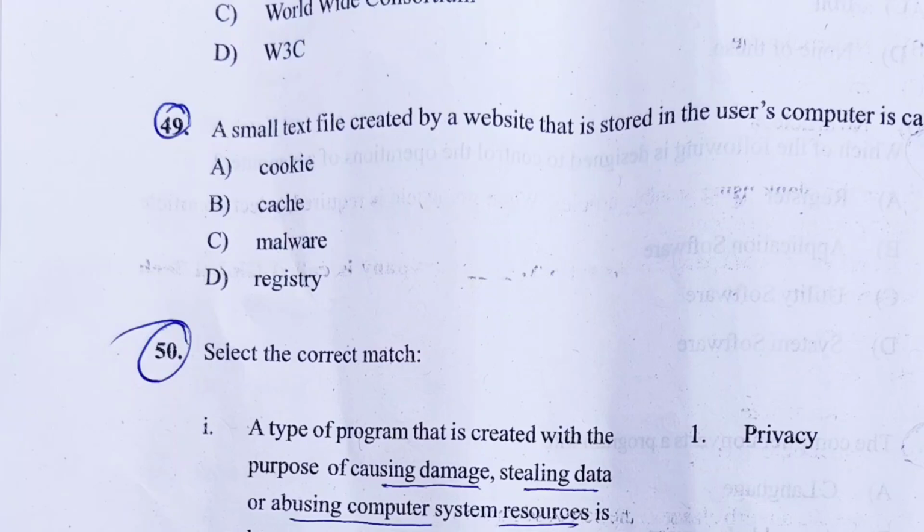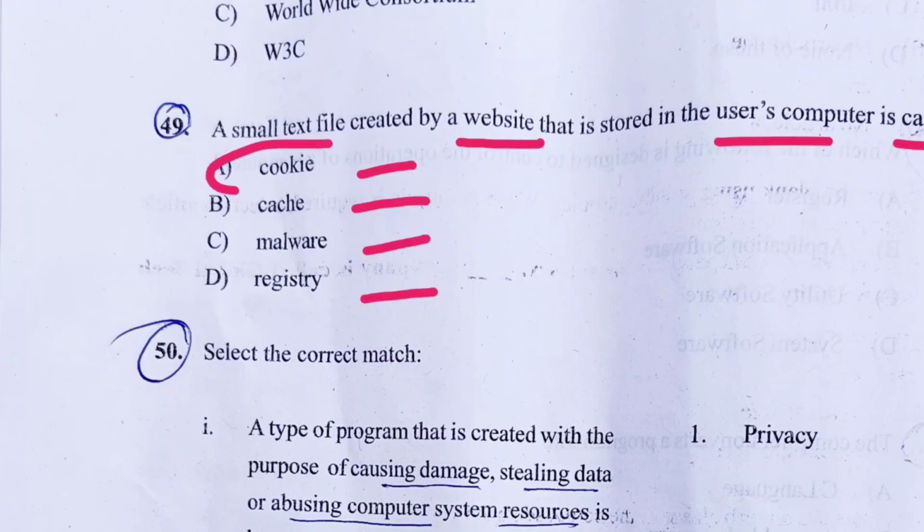Next question is, a small text file created by website that is stored in the user's computer is called. Options are cookie, cache, malware, or registry. The correct option should be cookie, because cookie is a small text file, usually less than 4 KB or up to 4 KB, created by the website that is stored in the user's computer.